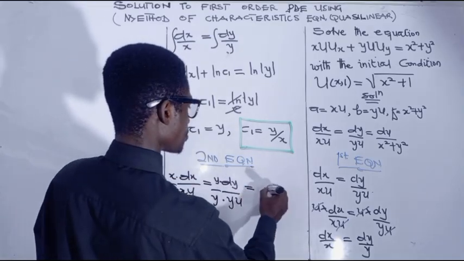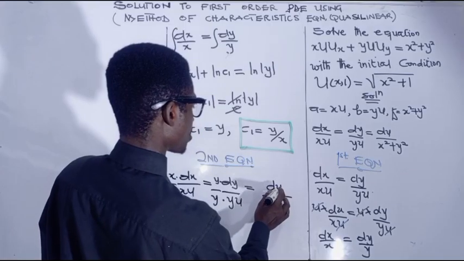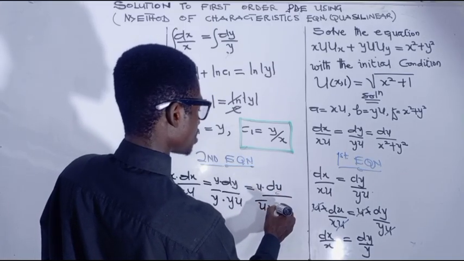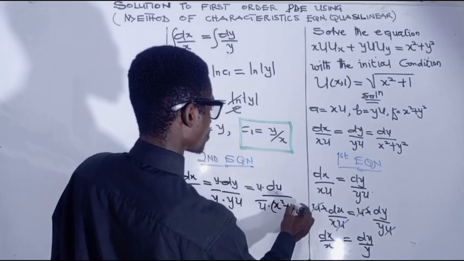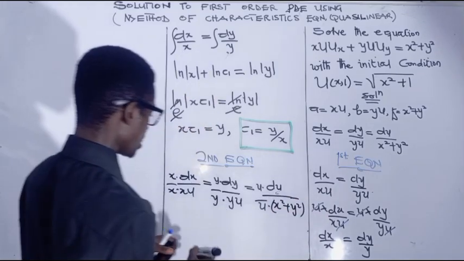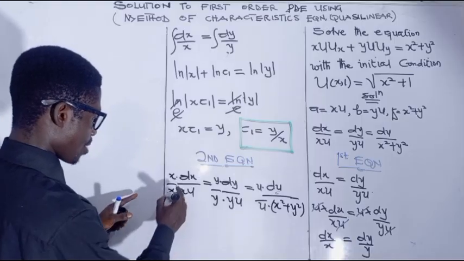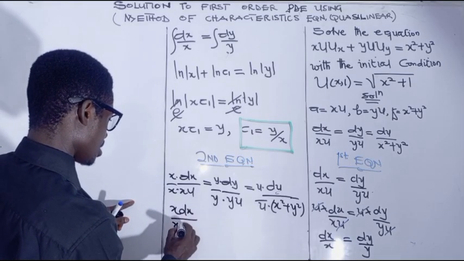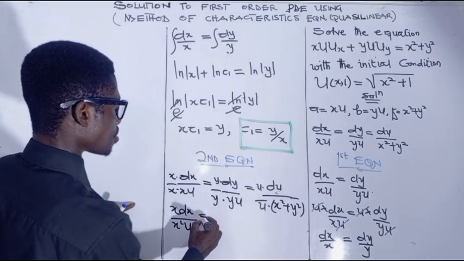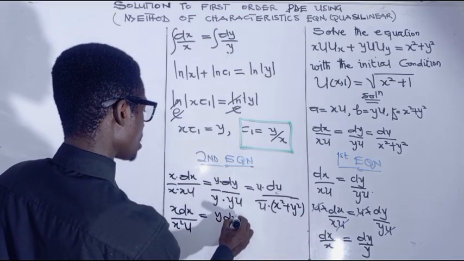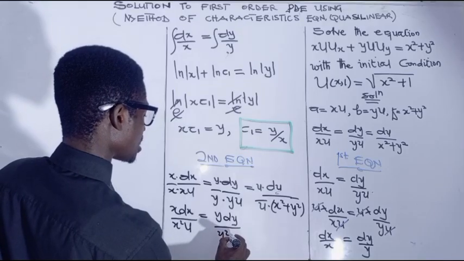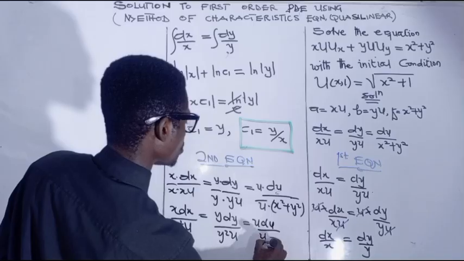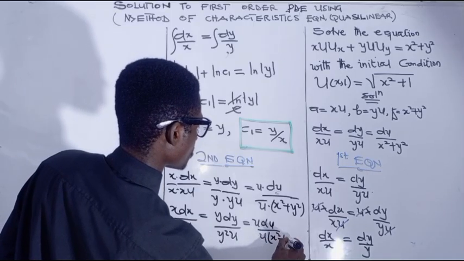And then the u, we are also going to multiply it by a factor of 1, and that is u multiplying x squared plus y squared. Very, very easy and simple. So from here, we can say that we have x dx all over x squared u, equal to y dy all over y squared u, equal to u du all over u multiplying x squared plus y squared.